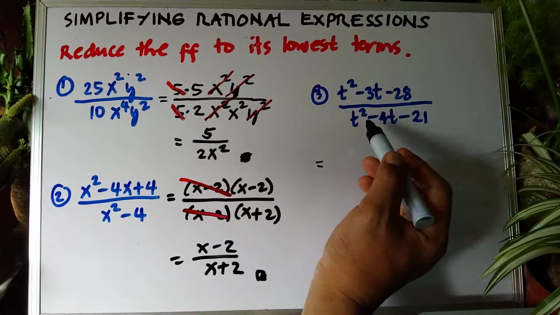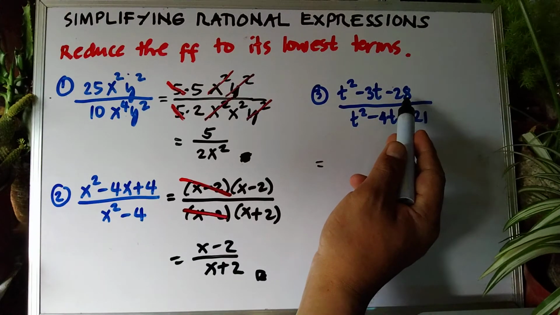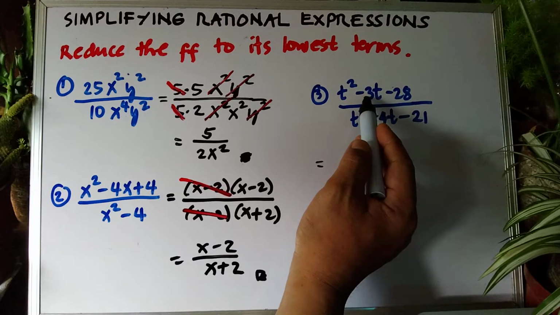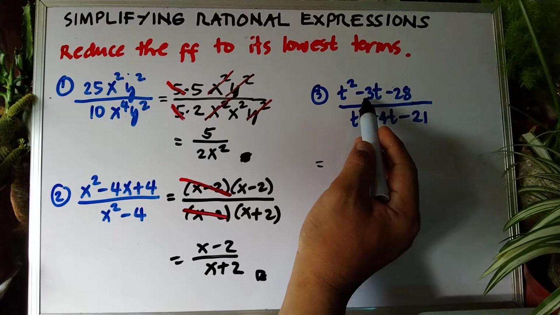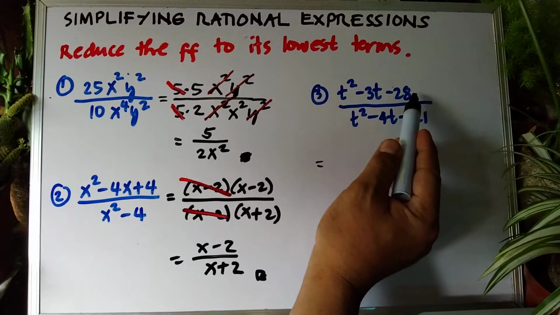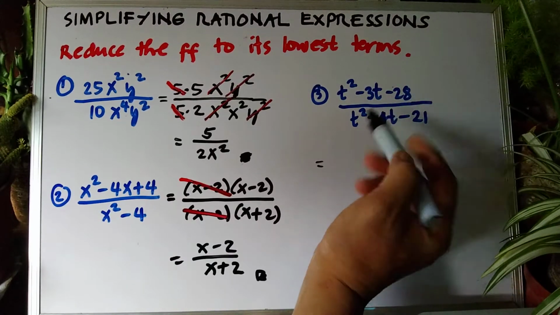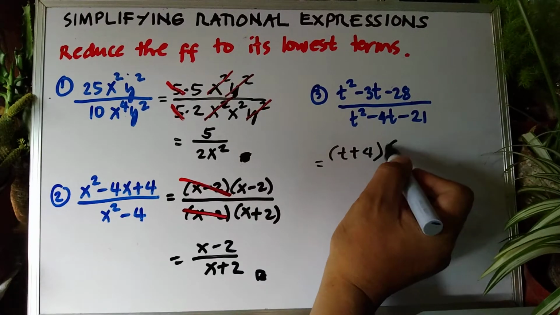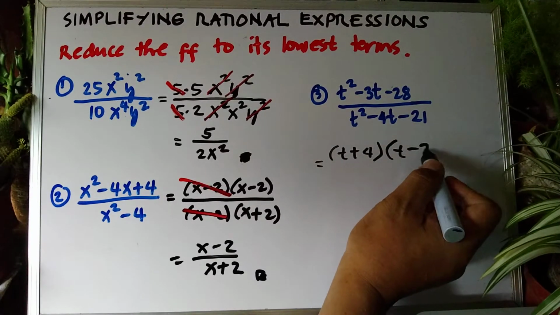So, you could have, this is negative 28. So, 7 times 4 siguro. O 7 times 4. Then, siguro yung 7 times 4 yung magamit natin kasi negative 3 to eh. So, it follows that si 7 yung negative, si 4 yung positive. So, you could have t plus 4 times t minus 7.